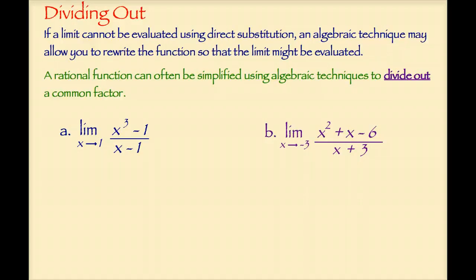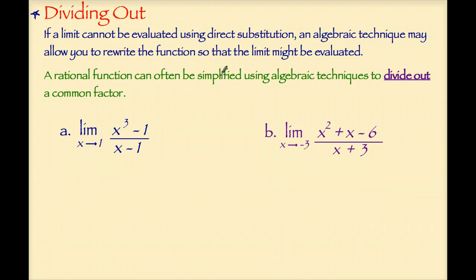As we have seen, direct substitution, which is one of the methods of analytically evaluating a limit, is a simple matter of simply substituting the value into the function to attain a limit. However, if a limit cannot be evaluated using direct substitution, an algebraic technique may allow you to rewrite the function so that the limit may be evaluated. One of those techniques is called dividing out.